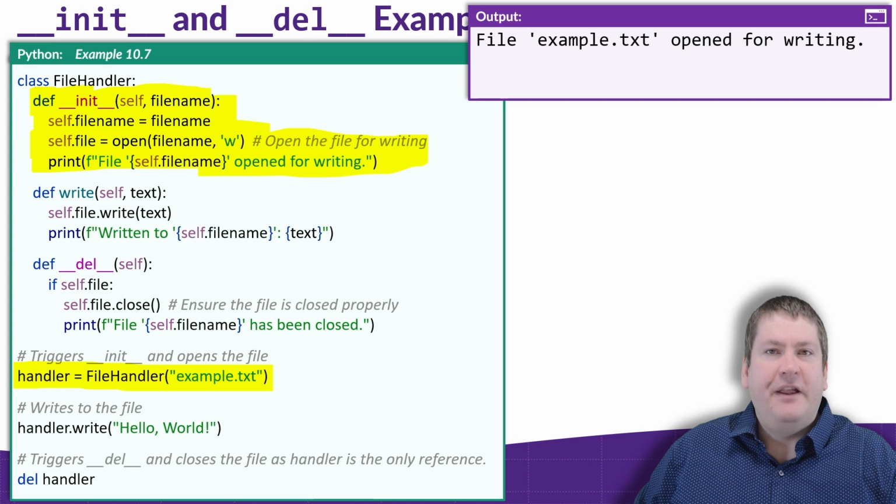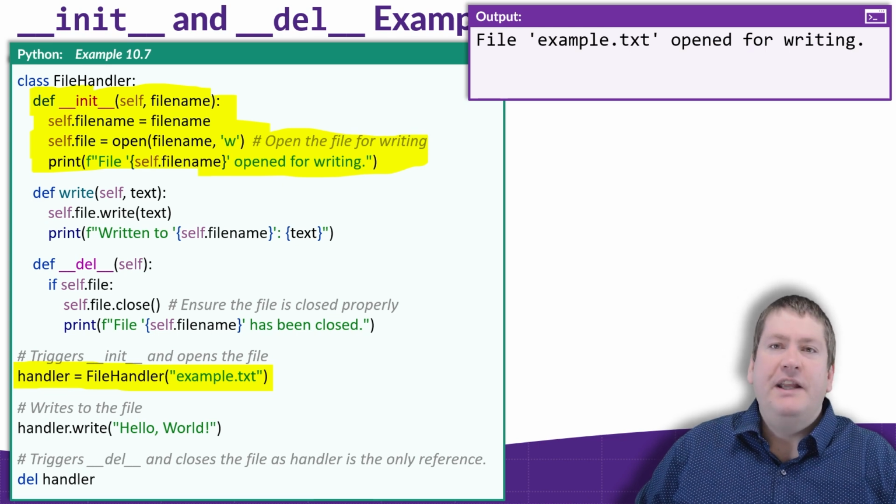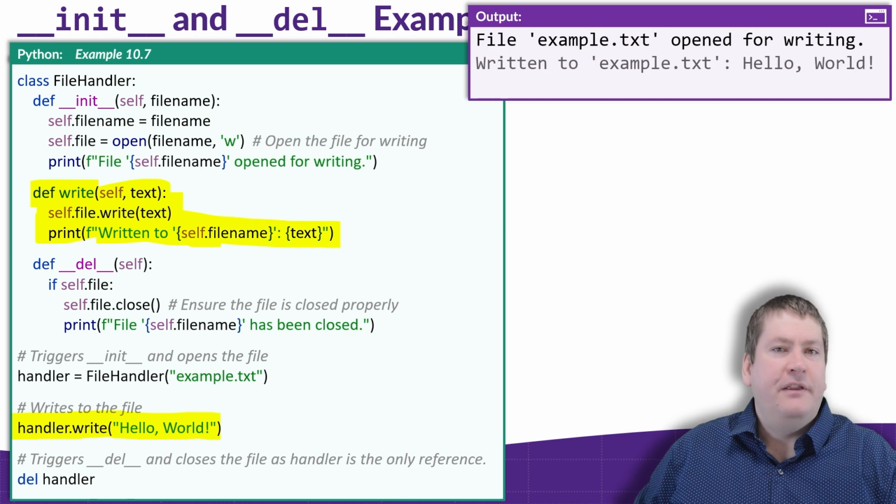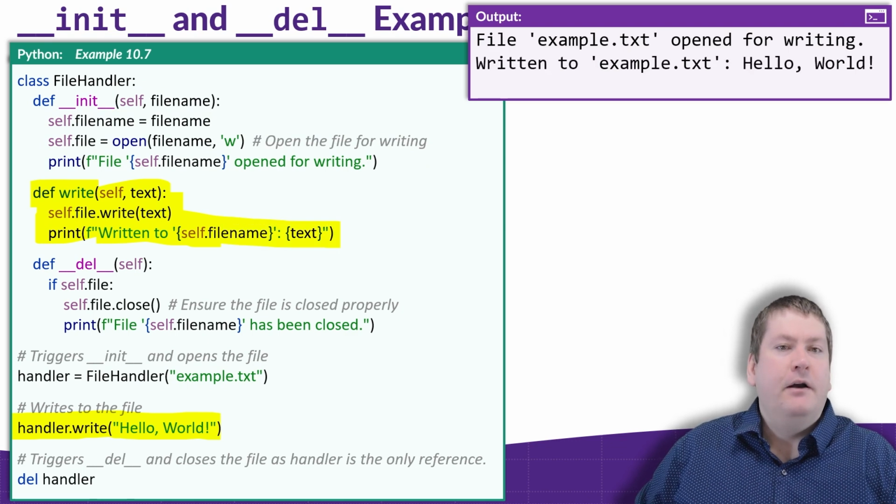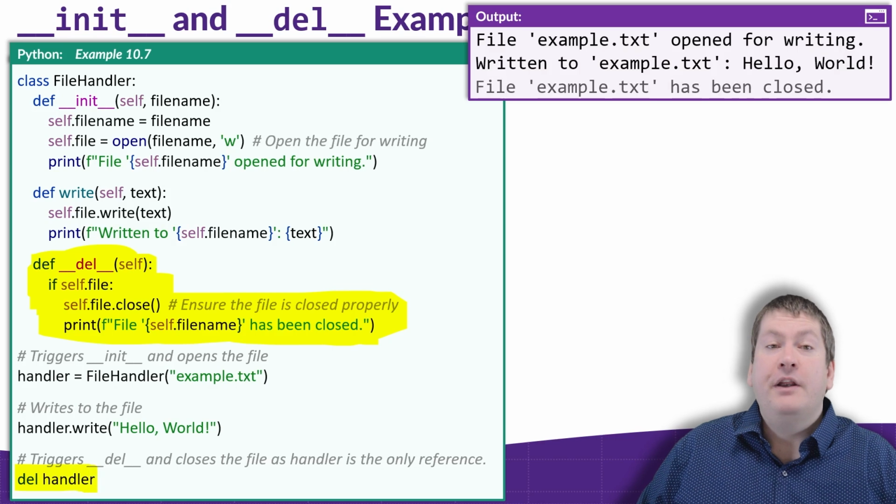We get something that looks like this. File example.txt, open for writing. Then we're going to write to the file, and we're going to do that by manually calling the write method. This is going to output to the console, written to example.txt, and then what we wrote to the file, hello world.